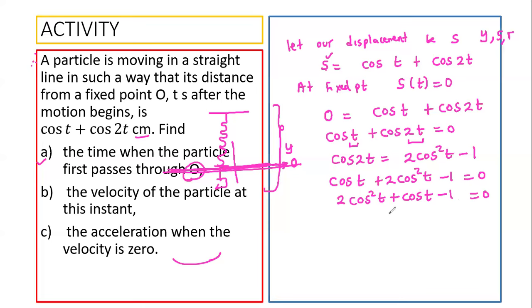Now, at this point, it depends on how your teacher has taught you or which approach you use. You can let me know through the chat which approach you use. You can solve it the way it is, or by first saying, let cos of t equal to an unknown, say m. And then where there is cos t, you substitute and say this is 2m squared plus m minus 1 is equal to 0.